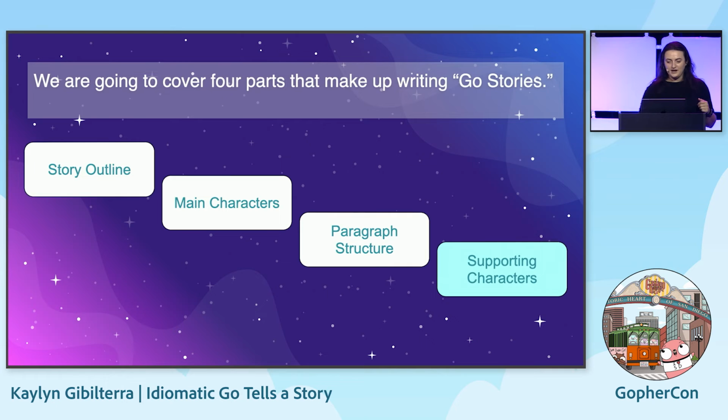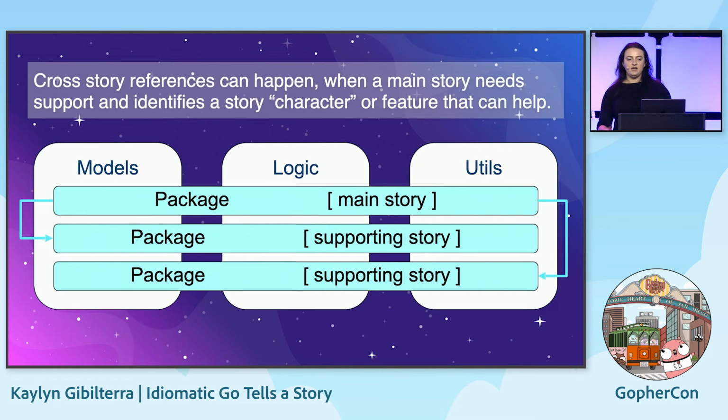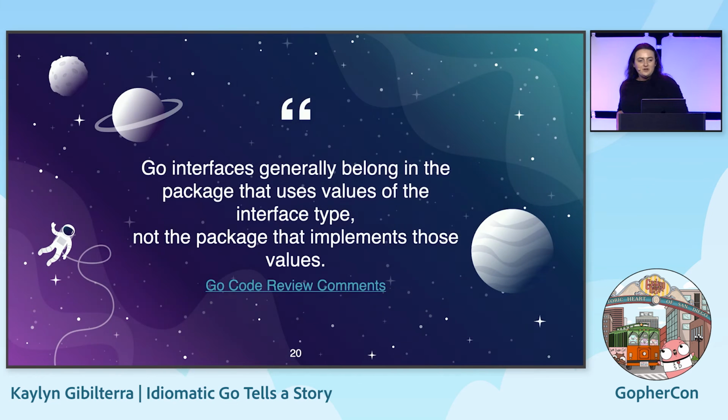So this final point that I really want to bring up goes back to the concept of main stories and supporting stories and how they interleave with each other. Again, really important to think about the package you are working in, the package you are writing code for or refactoring for is the owner of all this. So the advice that comes from the Go team is that Go interfaces generally belong in the package that uses the value of this interface type, and they do not belong in the package that implements those values. We often use the term consumer and producer. The consumer writes the interfaces and owns the interfaces. The producer does not.